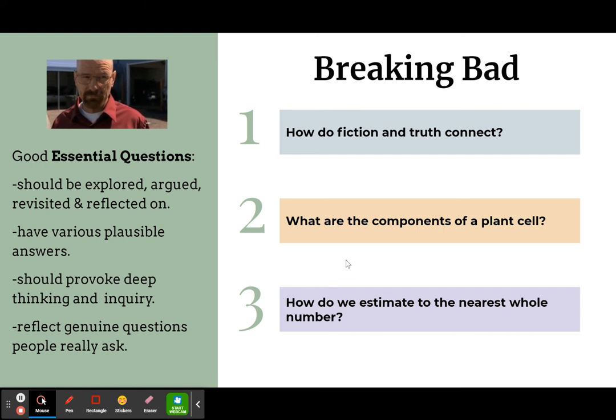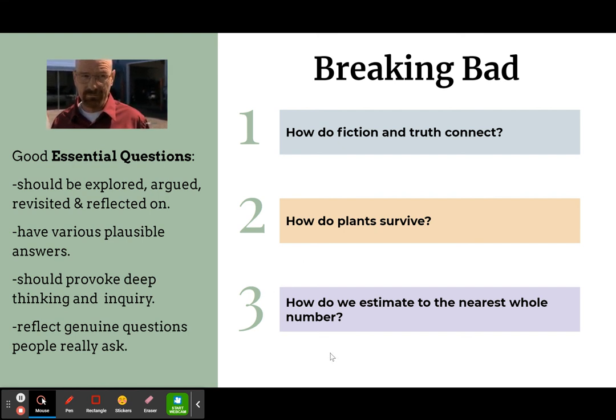Our second question in orange is, what are the components of a plant cell? And that's something you could just name off the parts of a plant cell. Here's a question that I wrote instead. How do plants survive? If this is couched within a unit specifically about plant cells, it helps students think about how each part of the plant cell contributes to the survival of the plant. So it would have various plausible answers. The relationships of these different plant cell parts could contribute to plant survival. Kids can continue to explore it, and it could promote inquiry throughout the course of the unit.